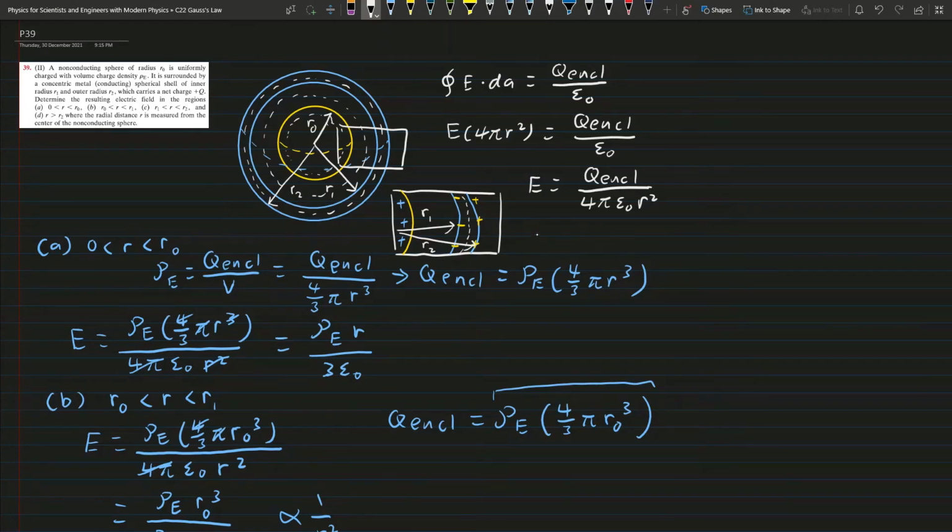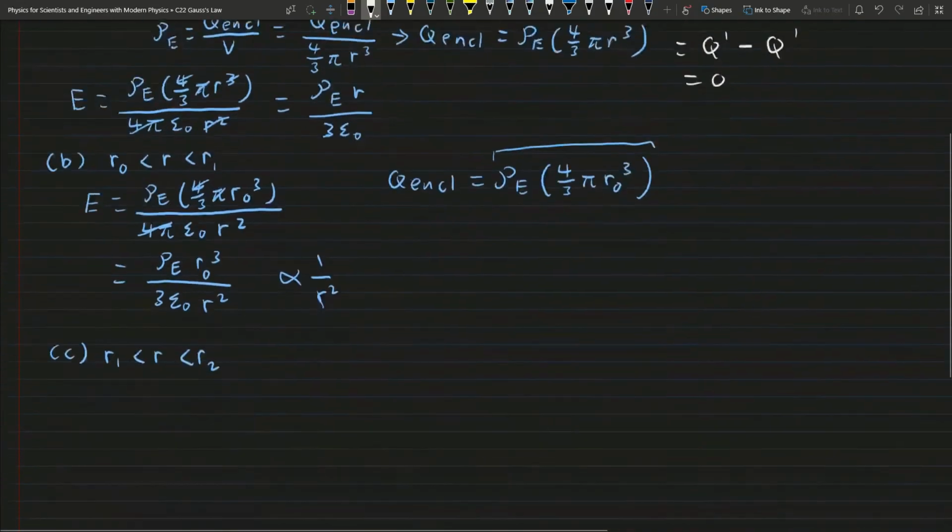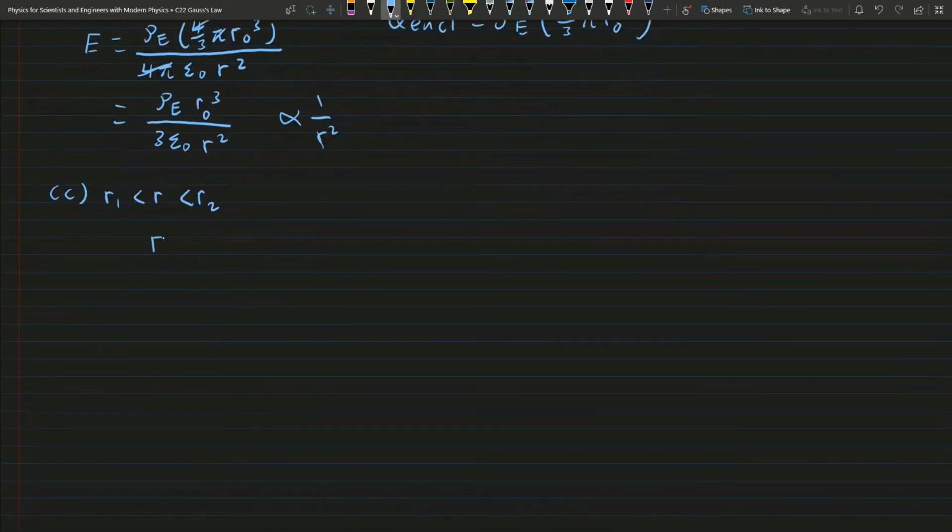That means the Q enclosed in case C equals, no matter what charge is inside, they will induce the same charge. So let's say Q prime plus this Q induced, and the magnitude will be the same, but they will be of opposite polarity. So we will get 0 in case C. So substituting 0 inside this formula, we get our electric field equals 0. So for case C, E will equal 0.